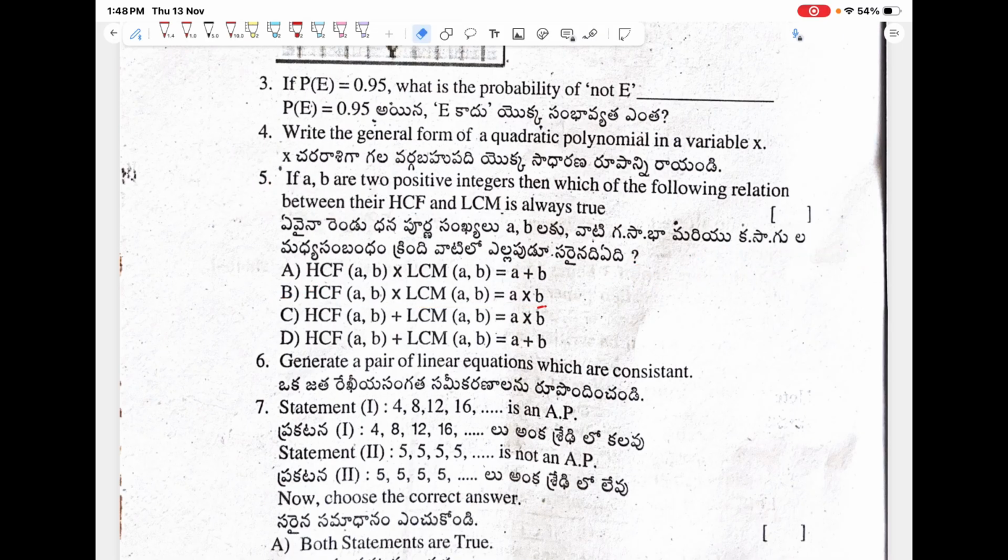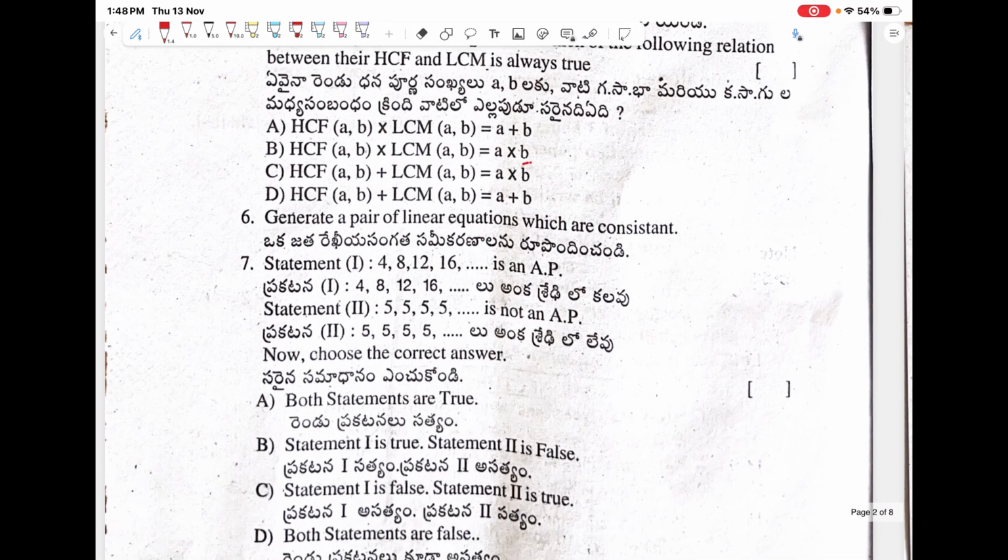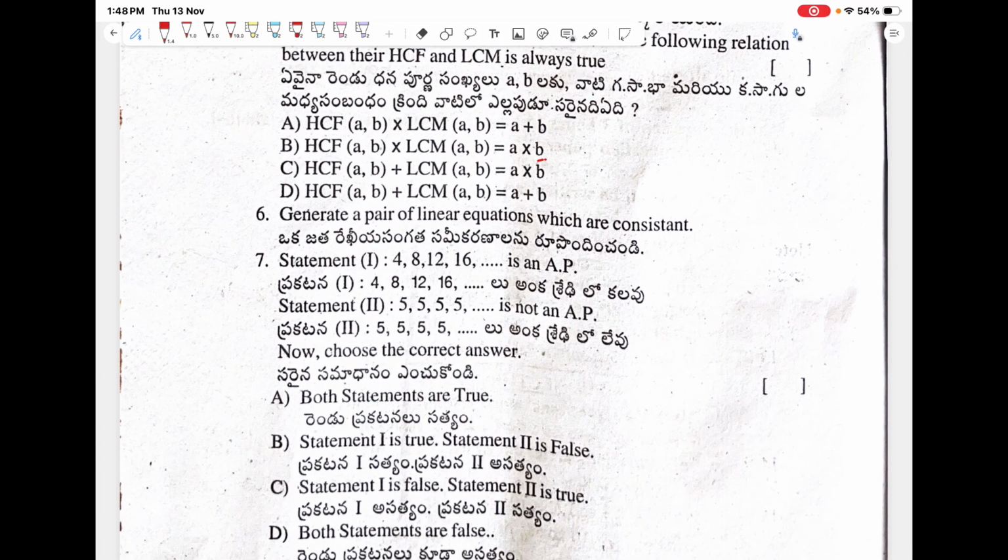Next, coming to question number 6. Generate a pair of linear equations which are consistent. Consistent in the sense that you have to frame a pair of linear equations which are consistent. Consistency means those lines which have solutions. Intersecting lines will have a solution as well as coincident lines. So likewise you have to frame the equations.